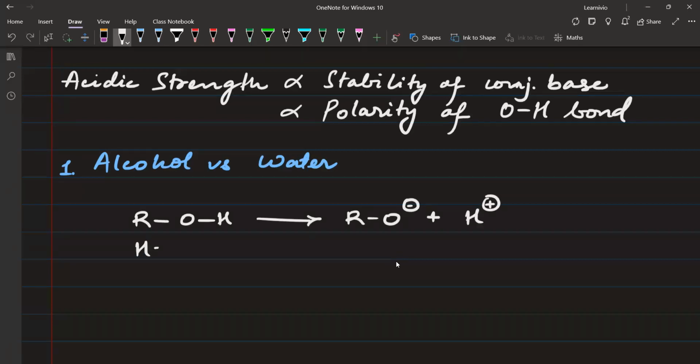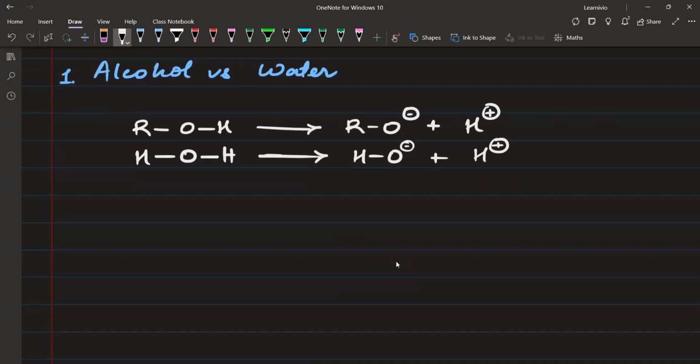Secondly, we have water, which is HOH. This will break into HO negative, that is the hydroxide ion, plus H plus ion. When I compare the stability of the alkoxide ion and the hydroxide ion, I have to look at the effect of R. Here we have hydrogen, here we have R. R shows plus I effect, so it is going to give electron density. When R gives electron density, the negative charge increases. And as the negative charge increases, stability decreases. So the alkoxide ion is less stable than the hydroxide ion.